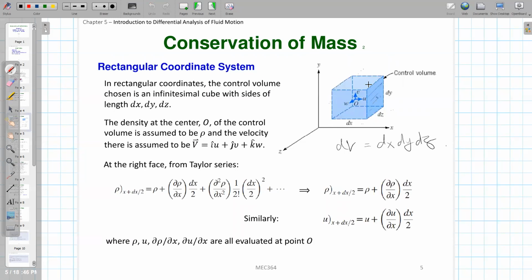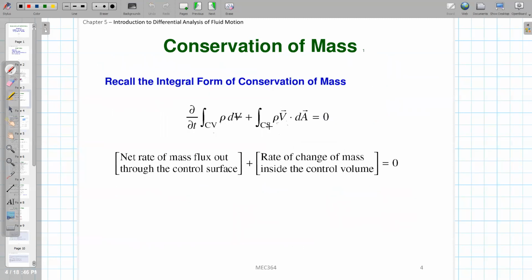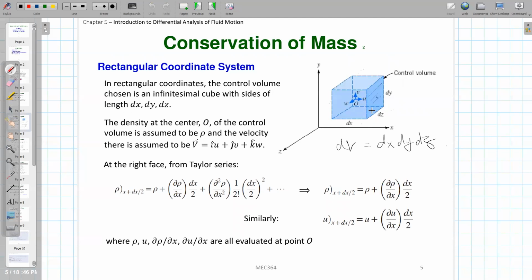So we also need to know rho and the velocity at this surface. And how do we know that? We assume that we know rho and u at the center point O, because at the end, everything will collapse to this center point. Let's assume that we know rho and the velocity u at this center point O.